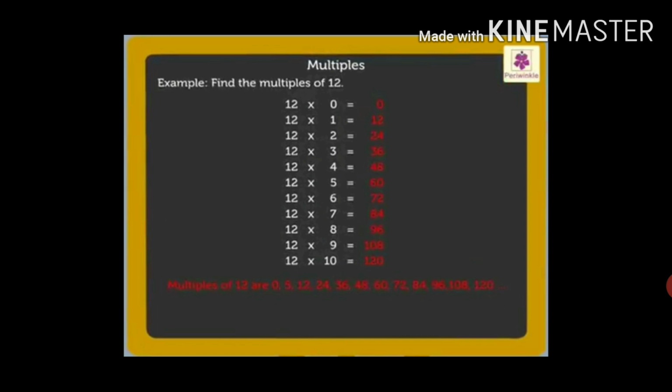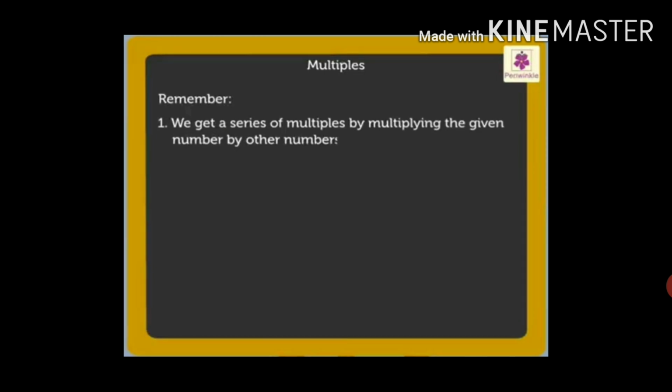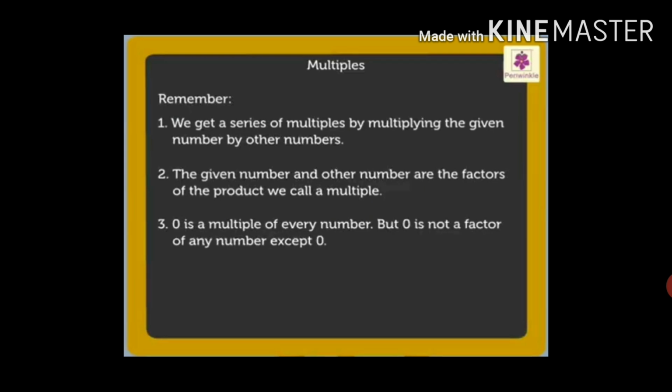Remember the following points while finding the multiples of a number. 1. We get a series of multiples by multiplying the given number by other numbers. 2. The given number and other number are the factors of the product we call a multiple. 3. 0 is a multiple of every number, but 0 is not a factor of any number except 0. 4. The multiples of any number is a set of numbers that does not end.